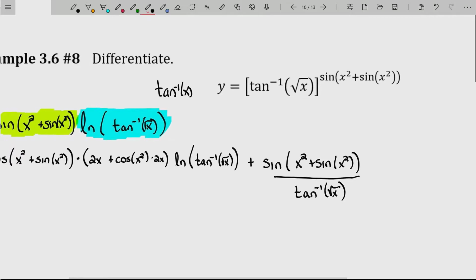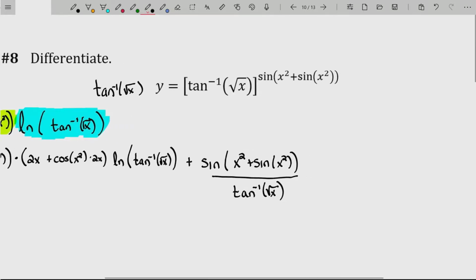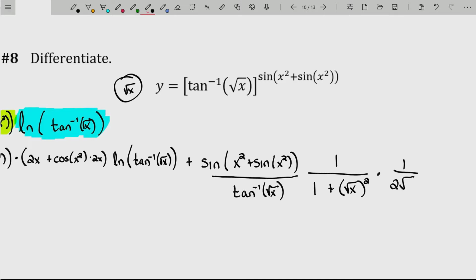So the derivative of the tangent inverse, put the square root on here, is going to be 1 over 1 plus its argument squared, and its argument is the square root of x. So now I've just finished taking the derivative of the tangent inverse. Great. Times, because I have the derivative of a square root of x, the derivative of the square root of x is 1 over 2 times the square root of x. Or you could write it as 1/2 x to the negative 1/2, your choice.